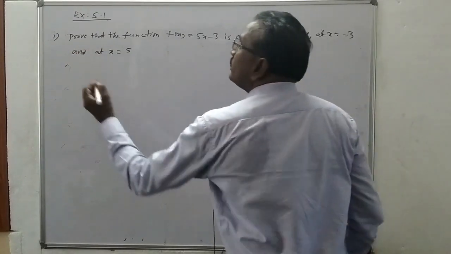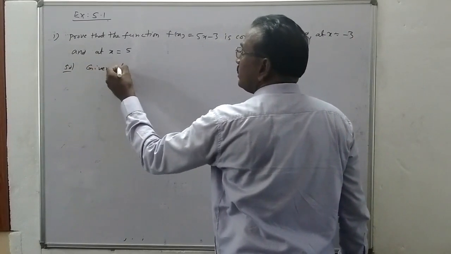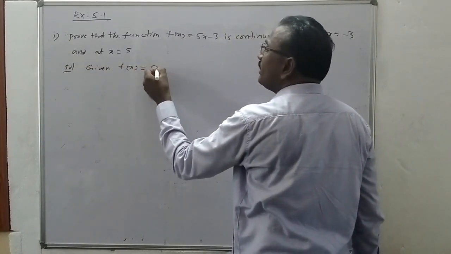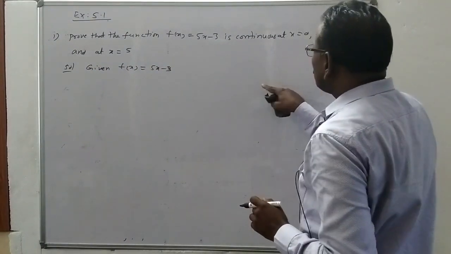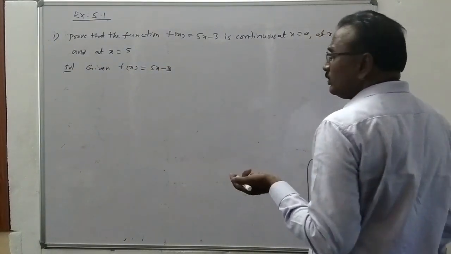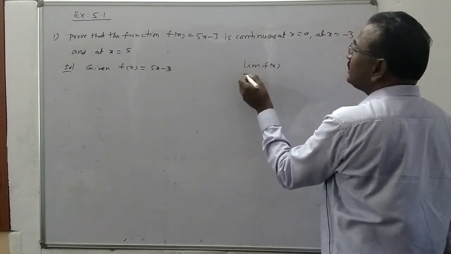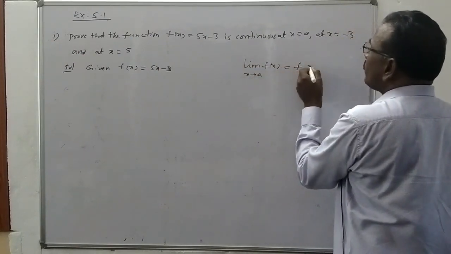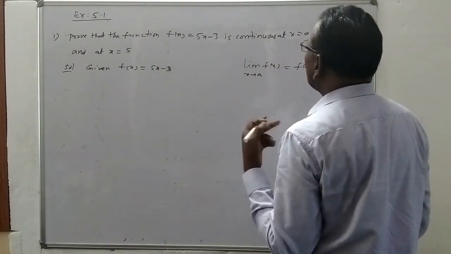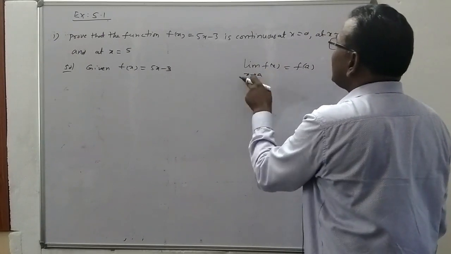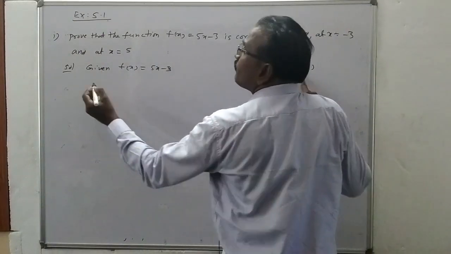Now you're given f of x is equal to 5x minus 3. To show this function is continuous at x is equal to 0: when we say the function f of x is continuous at x is equal to a, the limit of f of x as x tends to a is equal to f of a. So here, first find the f of a value.